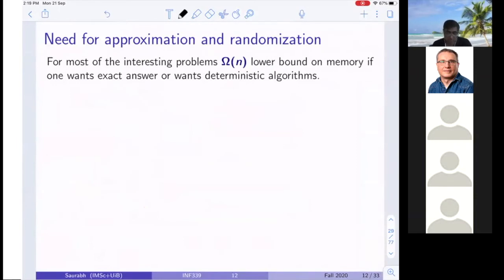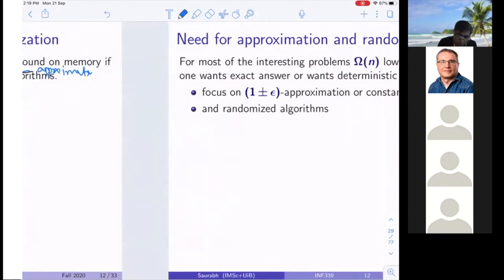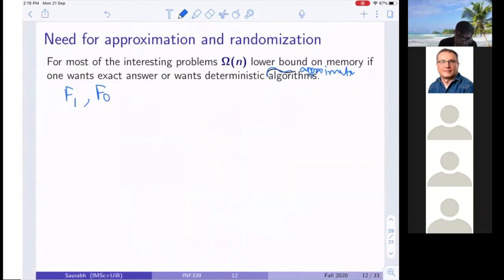And for most of these interesting problems, for example, there is an omega n lower bound on memory if one wants an exact answer or wants a deterministic algorithm. I think what I meant here is a deterministic approximation algorithm. So for example, even to count f1 or f0, we need an omega n lower bound if you want an exact answer or you want a deterministic answer.